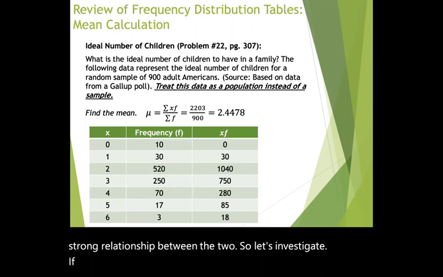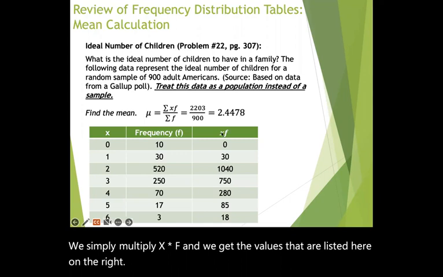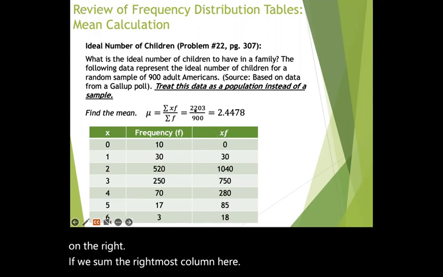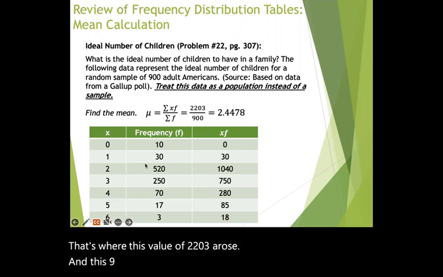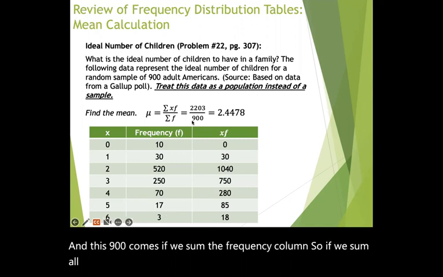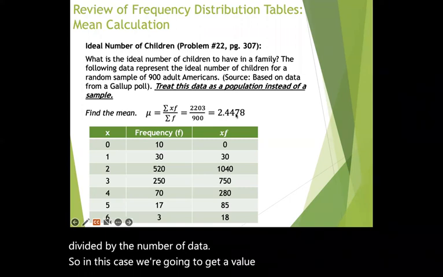If we're trying to figure out the mean for this data, we simply multiply x times f, and we get the values that are listed here on the right. If we sum the rightmost column here, that's where this value of 2,203 arose. And this 900 comes if we sum the frequency column. So if we sum all of these values, we will get 900. And the mean is simply the division of all the data added up divided by the number of data given. So in this case, we're going to get a value of about 2.4478. So that's the ideal number of children.